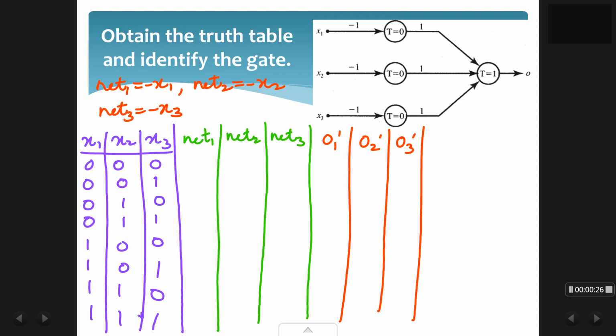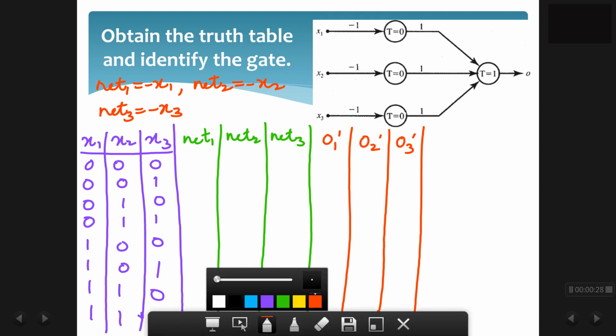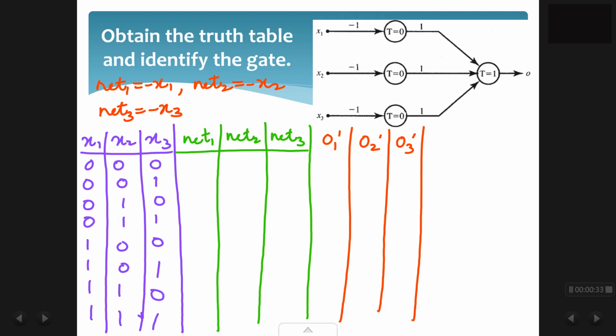So according to these values of x1, x2 and x3, we have to calculate the values of net. Now as you know that net 1 is minus x1, net 2 is minus x2 and net 3 is minus x3. So we calculate what is net. So obviously when it is 0, 0, 0 it will be 0. And whenever it is 1, it will become minus 1. So we have calculated the individual net values.